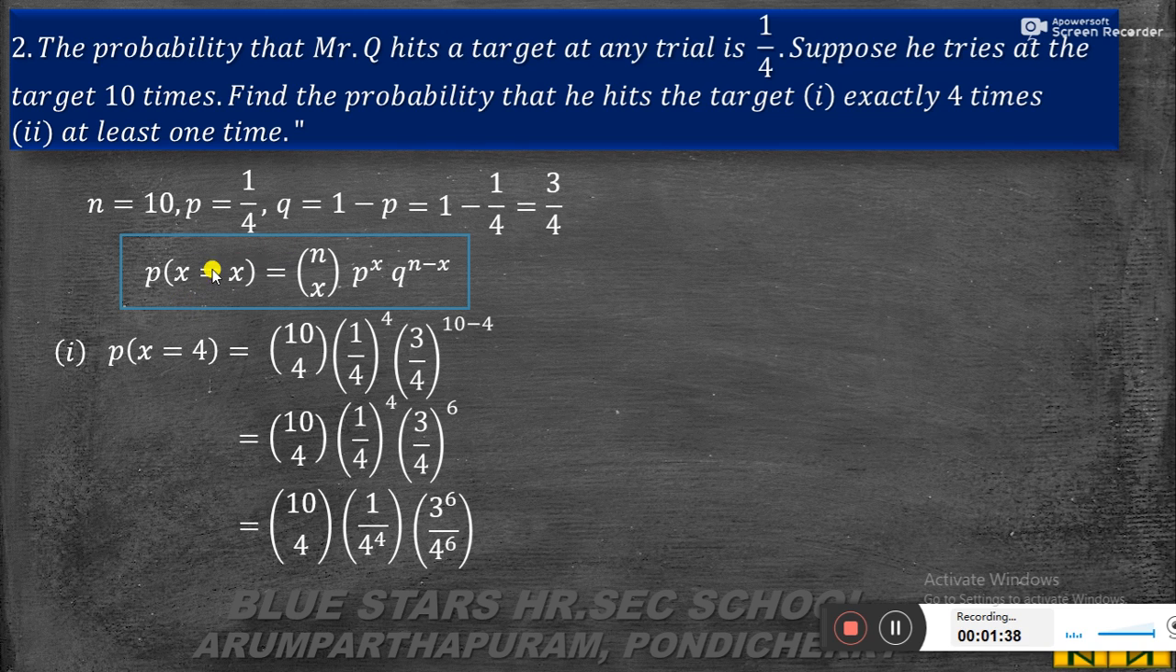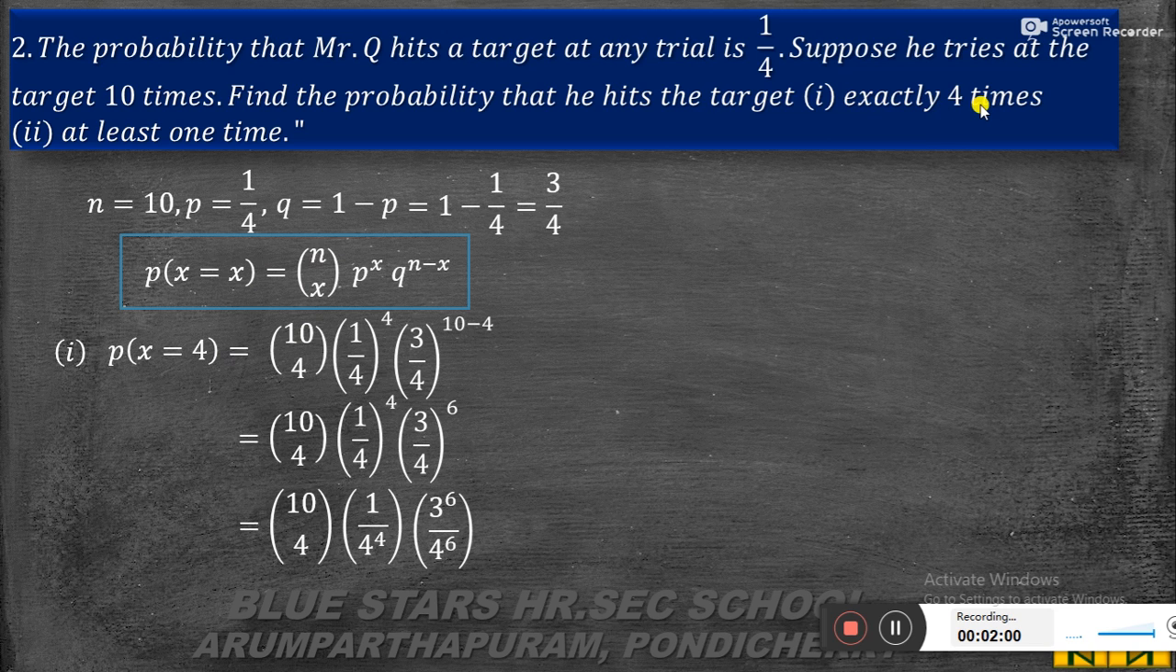Therefore, I write the binomial distribution formula: probability of x equal to nCx P power x Q power n minus x. You see here, nCx means n value is 10 and x value is 4. It is a binomial distribution. Now we will find the answer for subdivision 1.